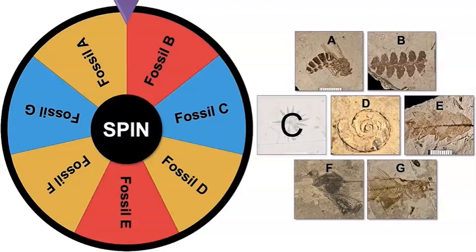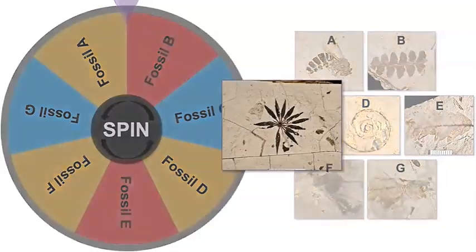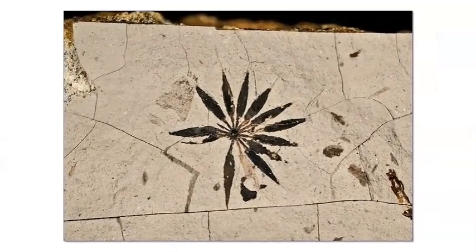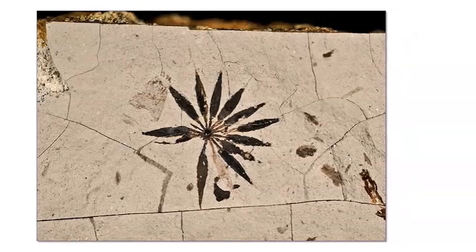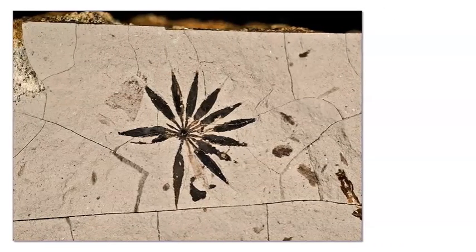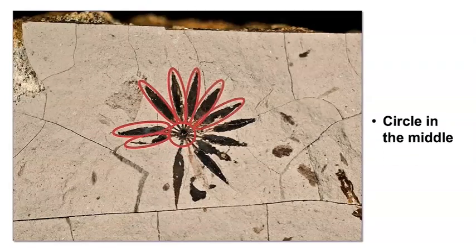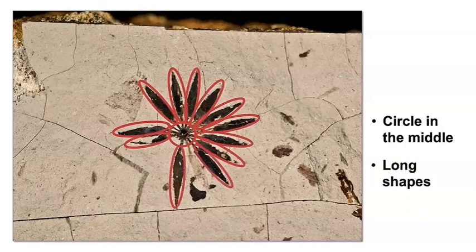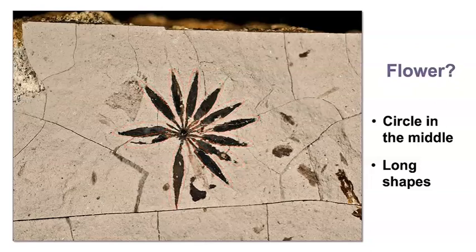All right, no need to spin. Only 1 fossil left, and that's fossil C. Our final fossil, what do you notice? Do you see this small circle in the middle? And these long shapes coming out of the circle? What does it remind you of? The long shapes look a little bit like the petals of a flower, don't they? I think a flower formed this fossil. Do you agree?